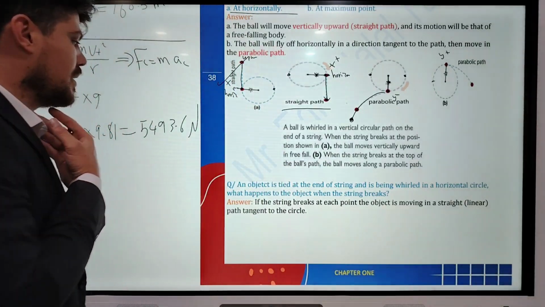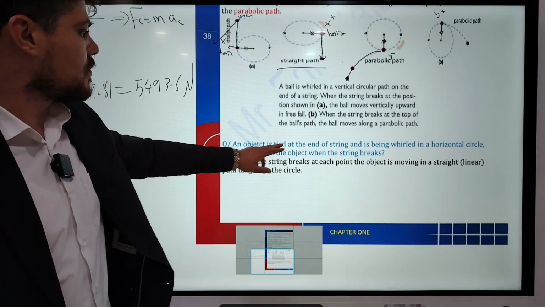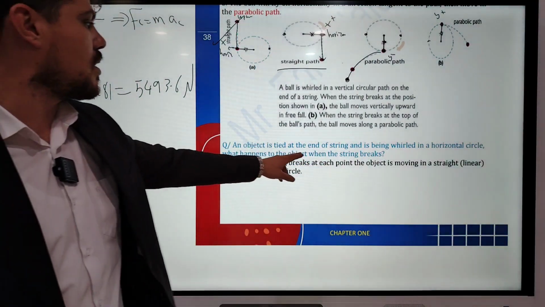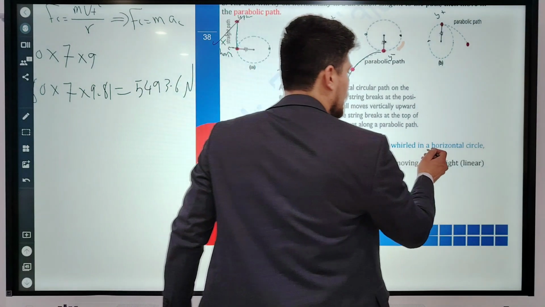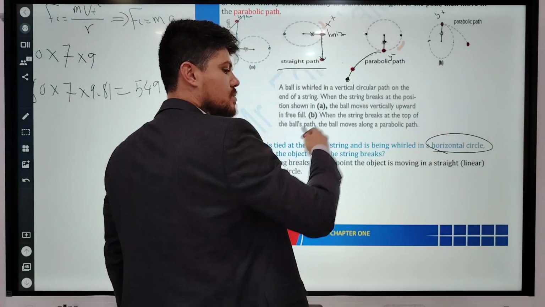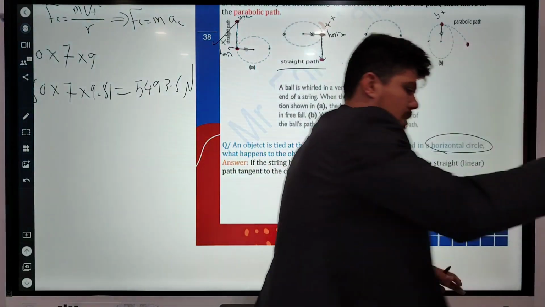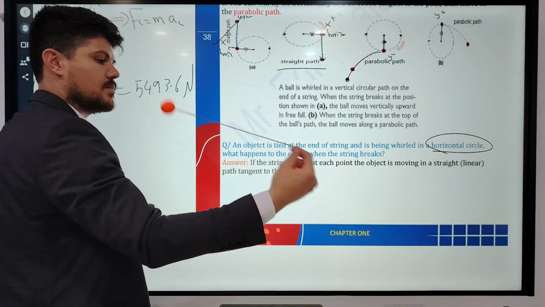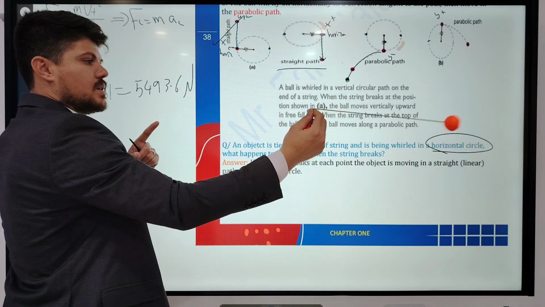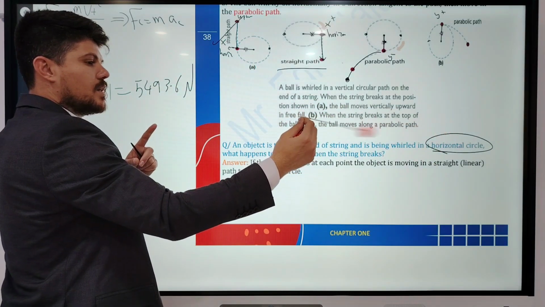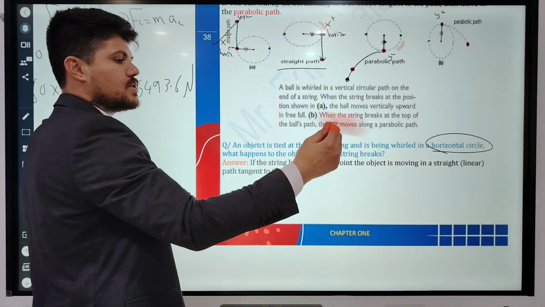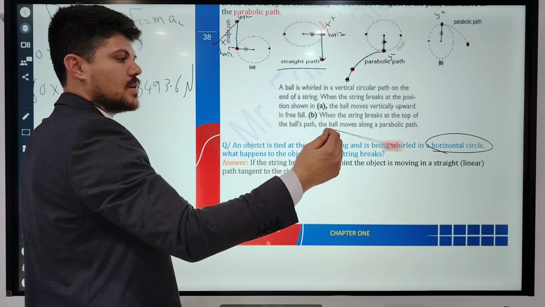Vertically. Okay? An object is tied at the end of the string and it's being wheeled in a horizontal circle. What happens to the object when the string breaks? At which circle? Horizontal circle. At any point when the object is moving, this is horizontal, be careful. Look at me. This is a horizontal path. When the string breaks, the object follows a parabolic motion.